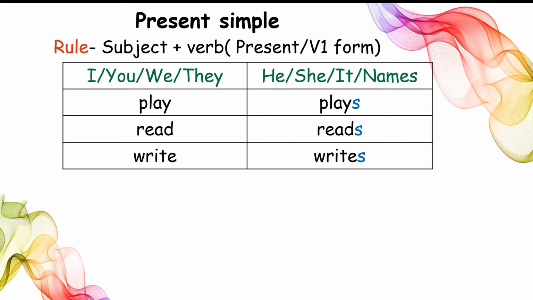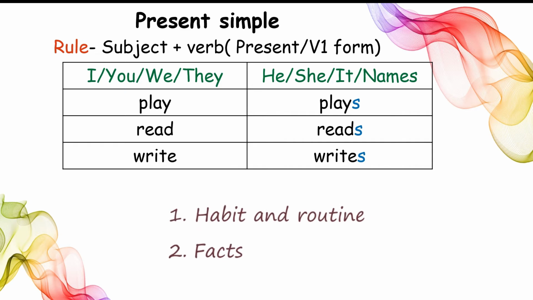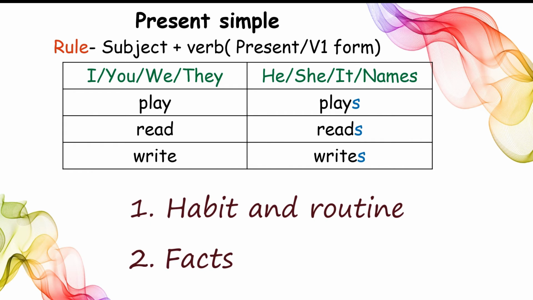If the sentence begins with I, you, we and they, the verb will be in its base form, like play, read and write. On the other hand, if the subject in the sentence is he, she, it or common and proper names, then the verb will add an S to it, like plays, reads and writes. The sentences made in present simple can be of 2 kinds. You can talk about the habit and routine. You can also make sentences which are based on facts.